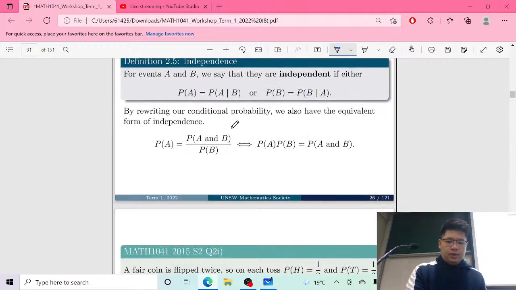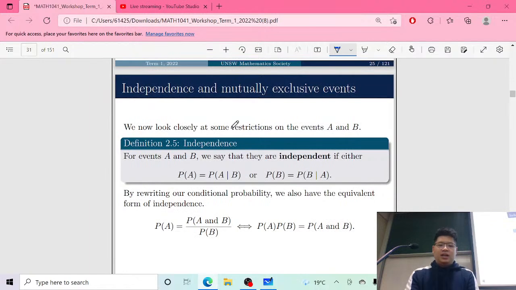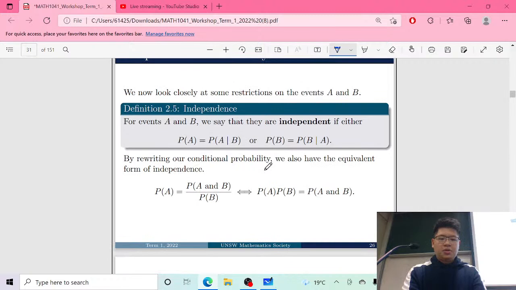There we go. Cool. So moving on to the next concept, we're going to talk about the notion of independence. For events A and B, we say that A and B are independent if either the probability of A equals the probability of A given B, or the probability of B equals the probability of B given A. Essentially, this means that the probability of A happening doesn't change regardless of what B is. Same thing with B. The probability of B happening does not change given A. Okay? And that's why they are called independent events. They just don't depend on each other.